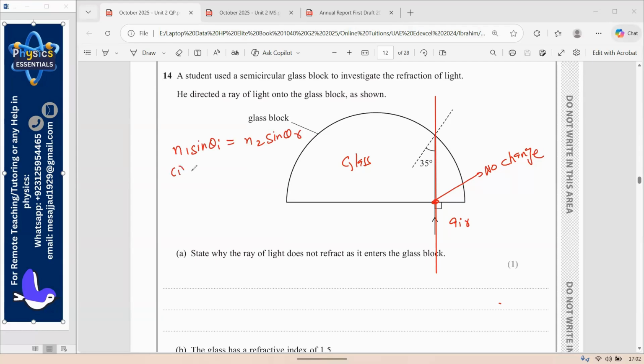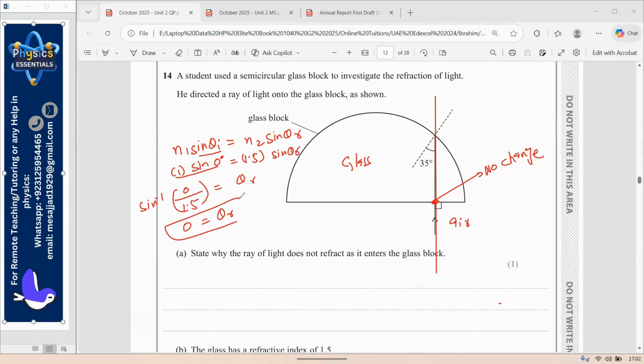So for air, it is this. The angle of incidence here is 0 because the normal and the incident ray are parallel to each other. So here you will have 0 degrees. Then n2 is 1.5 for glass, so the angle of refraction will be this one. This whole thing will become 0. 0 divided by 1.5, and from here, sine inverse of 0 divided by 1.5 is again 0.